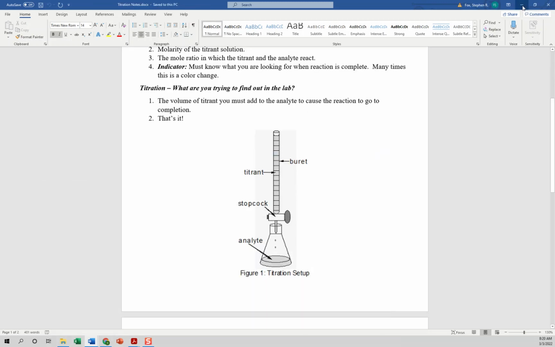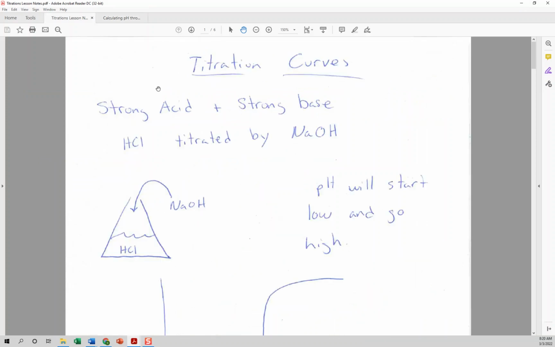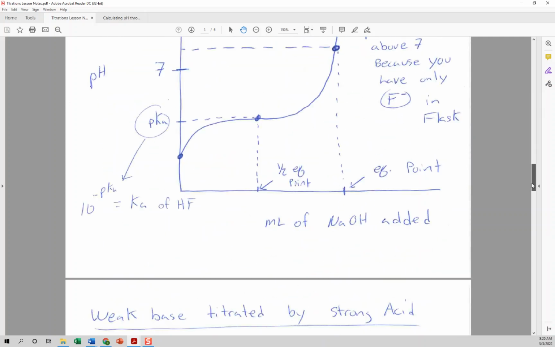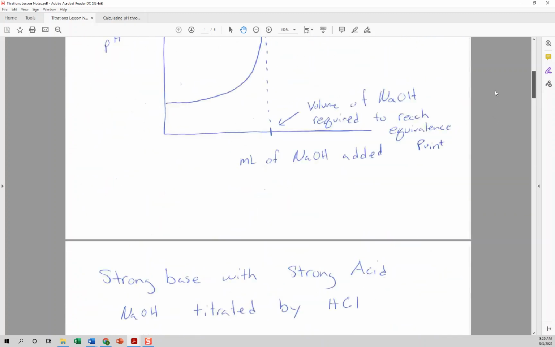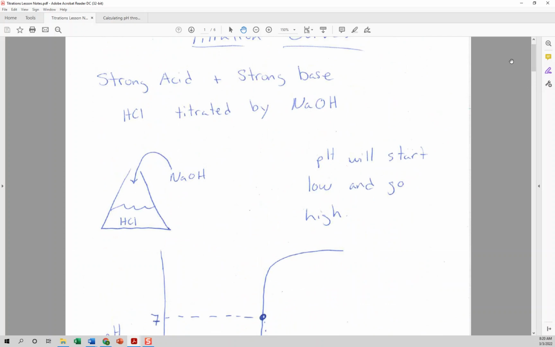So again, before you start, make sure you watch the video on titration curves that I did. These are the lesson notes that I've already gone over. Make sure you watch that video because that'll help you understand the language I'm using and the stuff we're doing throughout this scenario. Okay, so here we go.